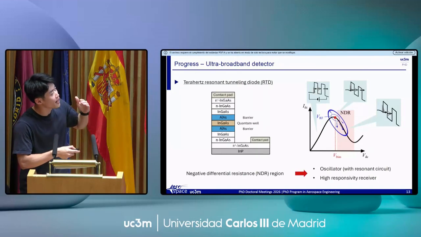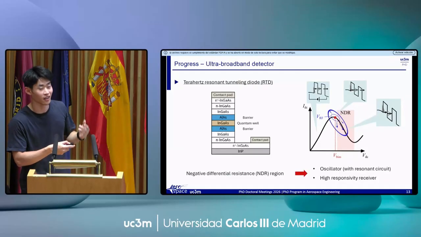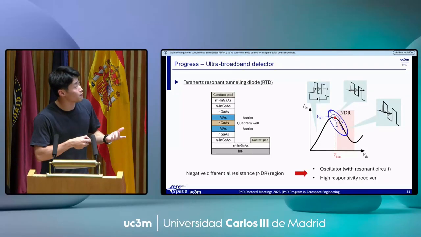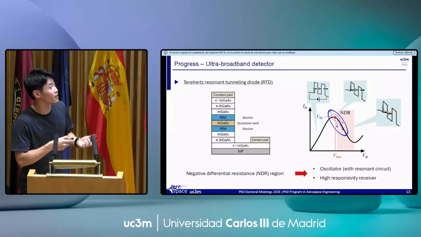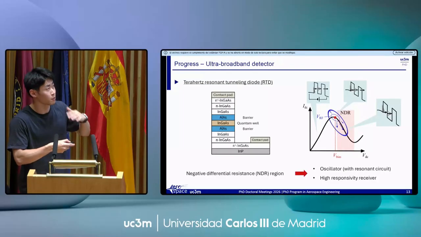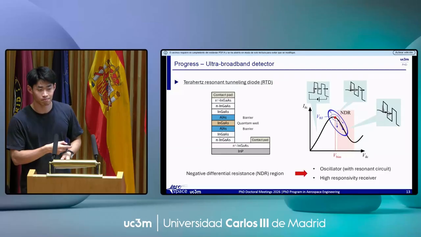So if you combine it with a simple resonant circuit, it works as an oscillator. And if you apply a proper bias point before the negative differential resistance region, the received signal will be amplified, and it works as a high responsivity receiver.